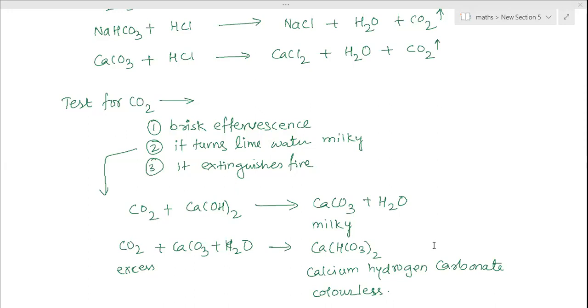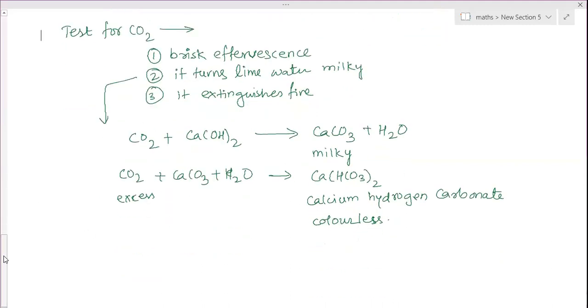Repeat the point. Yes, ma'am. Could you repeat the point where they said when does this thing turn more milky and less milky? The reactions I have written. When more carbon dioxide is added, milkiness disappears.